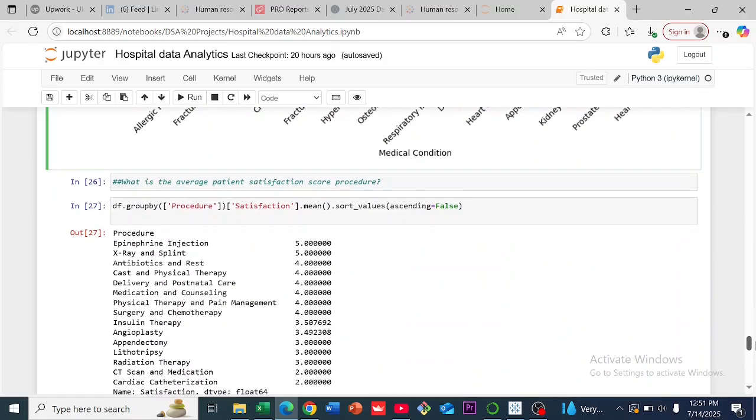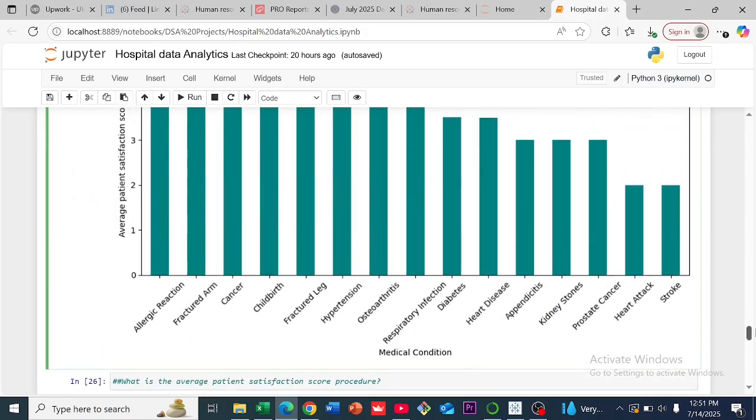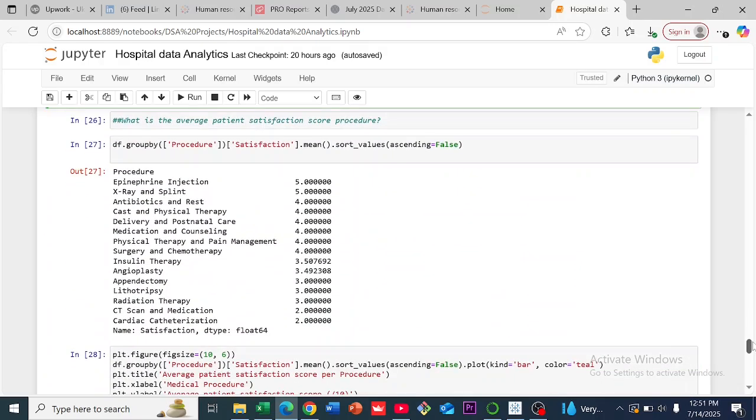Now the next question is, what is the average patient satisfaction score per procedure? Okay, satisfaction score by procedure. Here we looked at the satisfaction score by condition. So I would advise you to go ahead and pause this video right here and try and answer this question by yourself. When you are done with that, you can replay this video and watch the process.